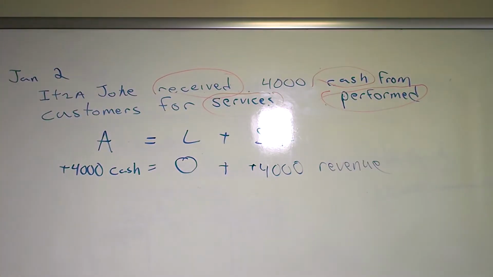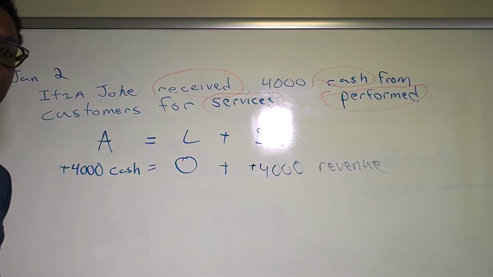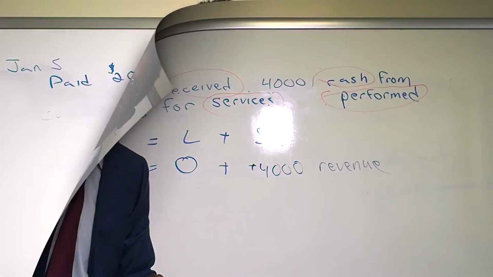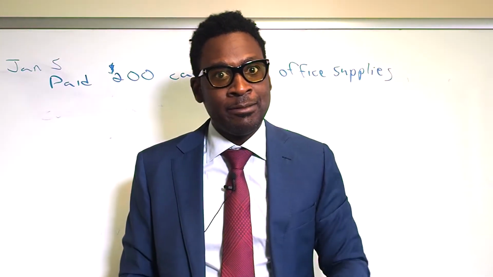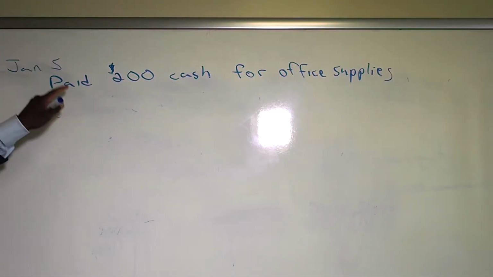And so we see how this particular transaction has affected the accounting equation. And now our assets still equal our liabilities plus stockholders' equity at all times. Transaction number 3. January 5th, paid $200 cash for office supplies.